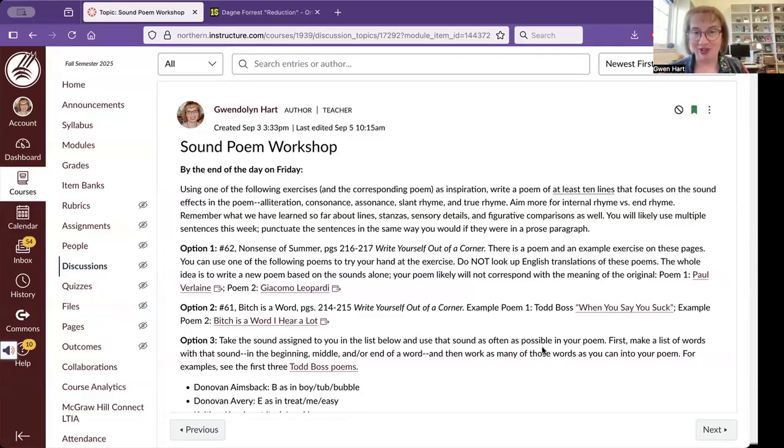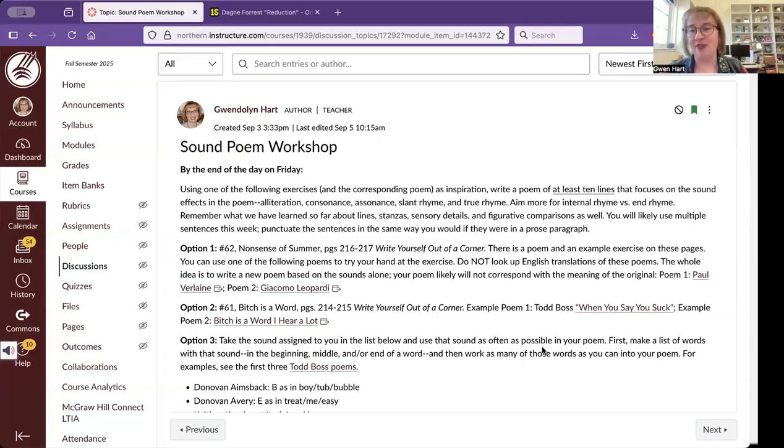You still have to think about lines, stanzas, sensory details, figurative comparison. So think about all of that as you're also focusing on sound, right? Because you also know you're going to break it into lines and all that stuff. Okay, so option number one is number 62, "Nonsense of Summer," from page 216, Write Yourself Out of a Corner.